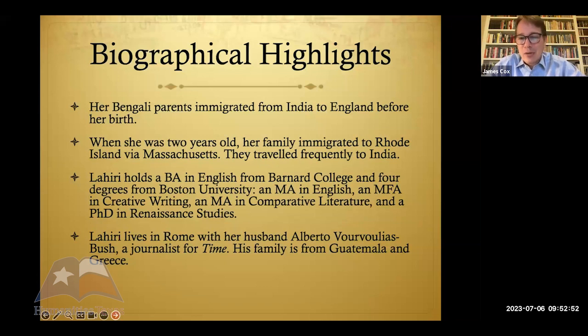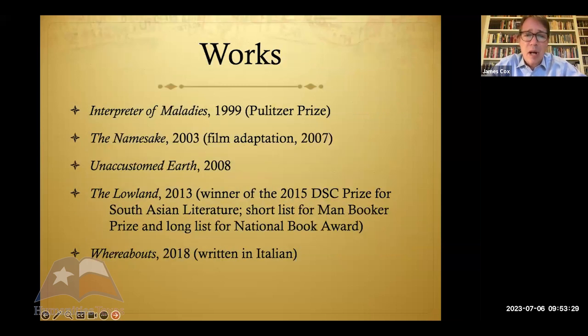It's also important that Lahiri is a literary scholar. She has a variety of degrees in English, and in comparative literature, and in creative writing, and even a PhD in Renaissance studies. And so all of these things tell us something about what Lahiri is attempting to do in her short stories. I think it's interesting too that she has decided to move to Italy, and she started to write in Italian, actually, as well. So she's a very cosmopolitan writer.